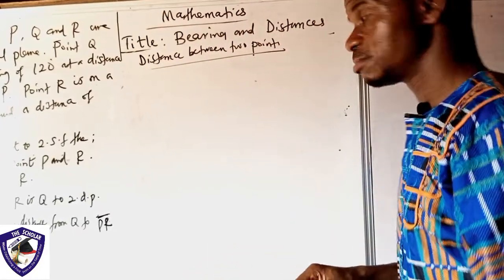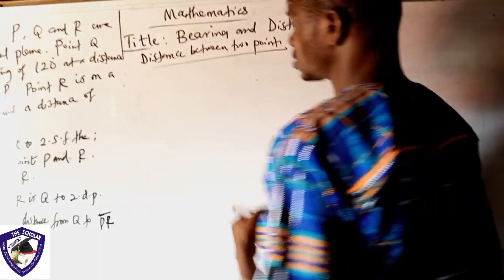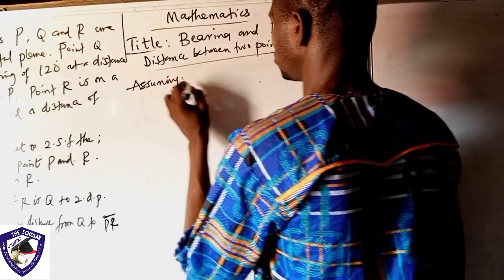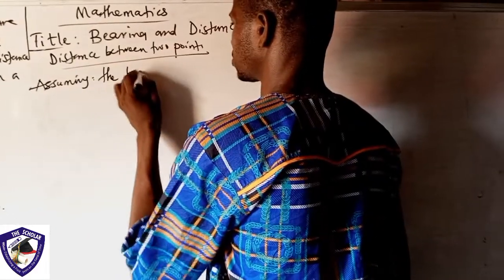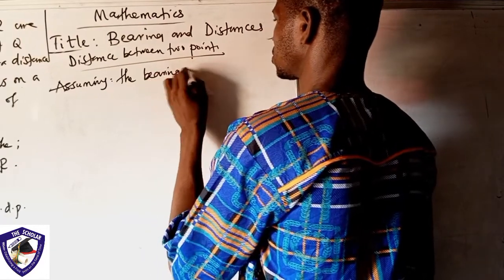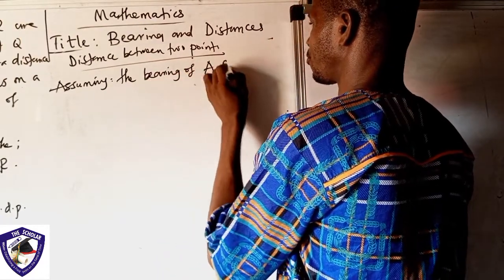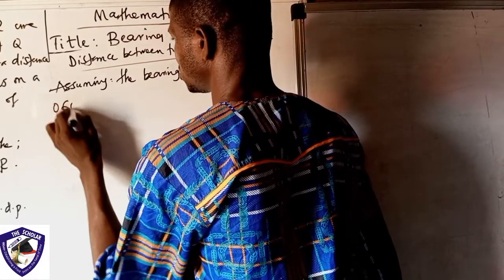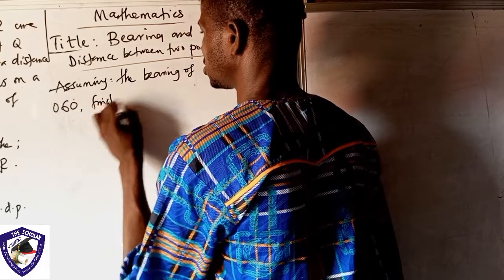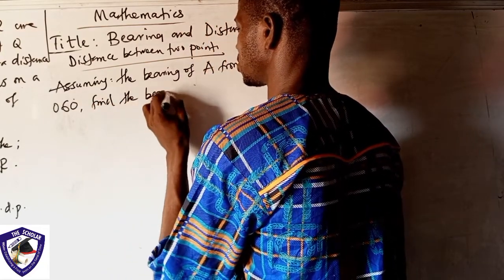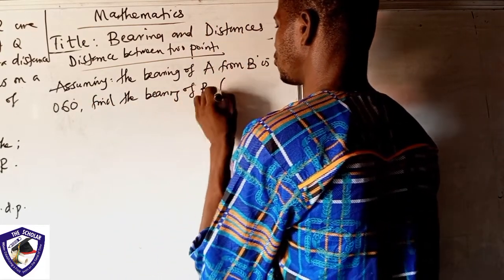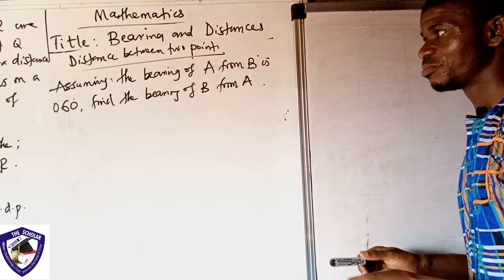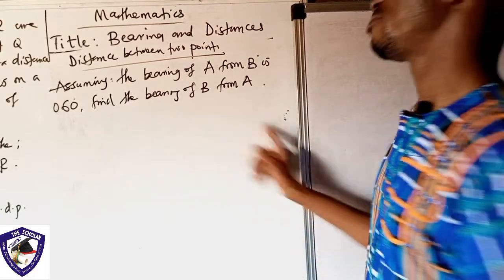Location of point on a plane. Now, assuming the bearing of A from B is 060 degrees, we are now asked to find the bearing of B from A. So bearing of A from B is 60. Find the bearing of B from A.